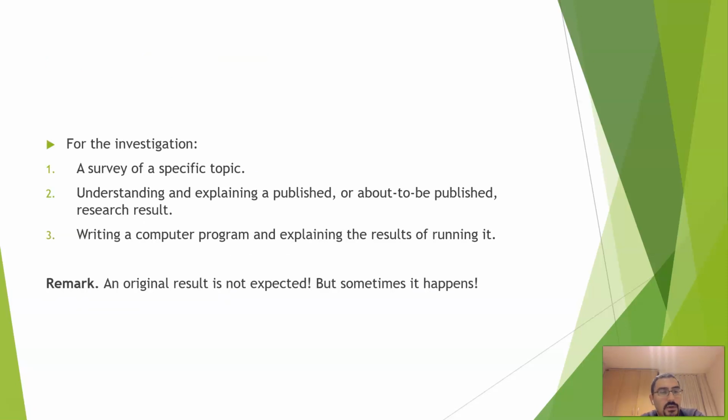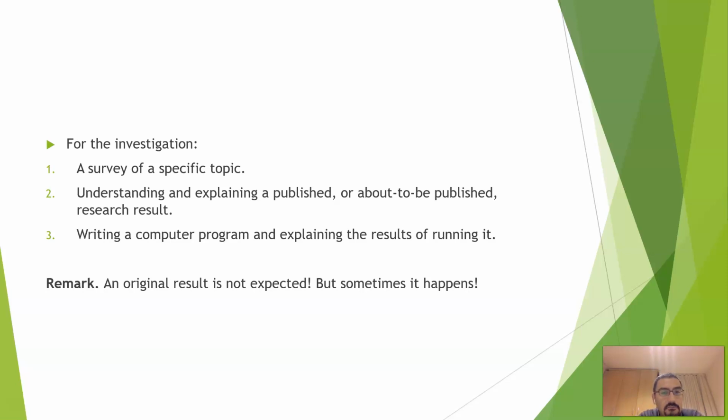For the investigation part, you survey a specific topic, depending on your likes or your advisor's suggestions, etc. And you have to understand and explain a published or about to be published research result. This could be a paper published a long time ago or a recent result, which is important from some points of view. Or in some cases, your master thesis could involve writing a computer program and explain the results of running it.